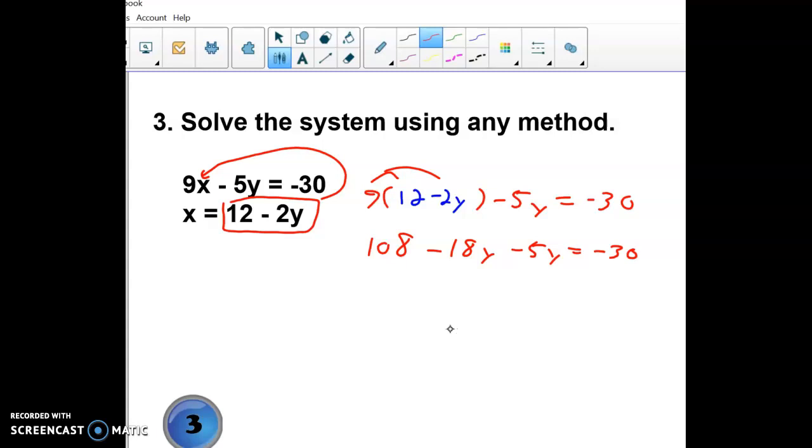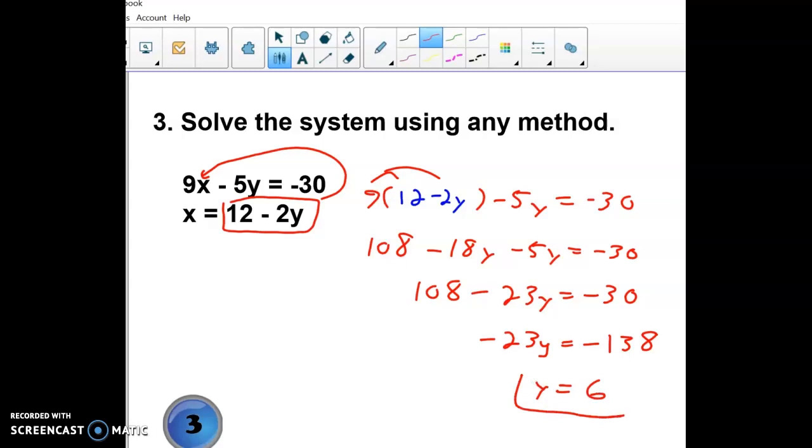And then let's see, combine the two like terms there. So negative 23y, minus 108 from both sides. So negative 23y equals negative 138. And divide by negative 23. And we should get 6 there as our answer.